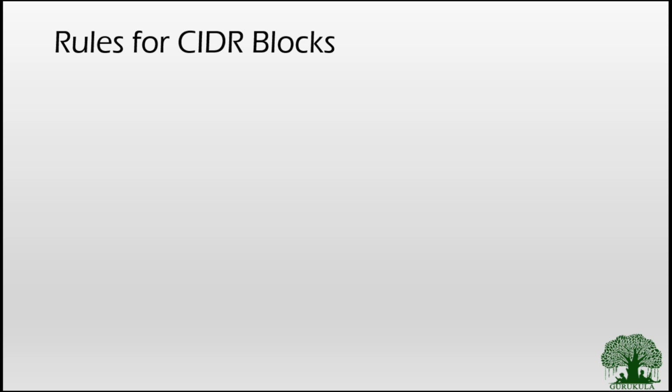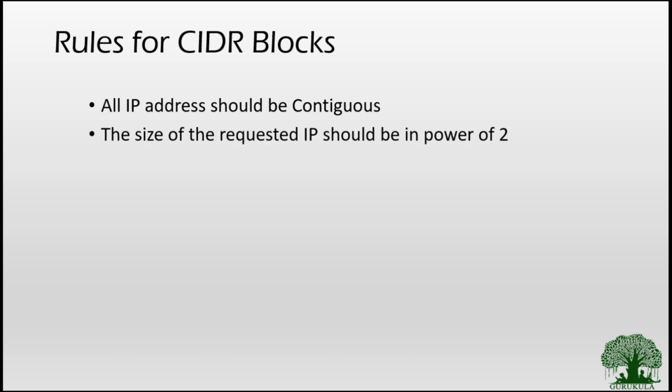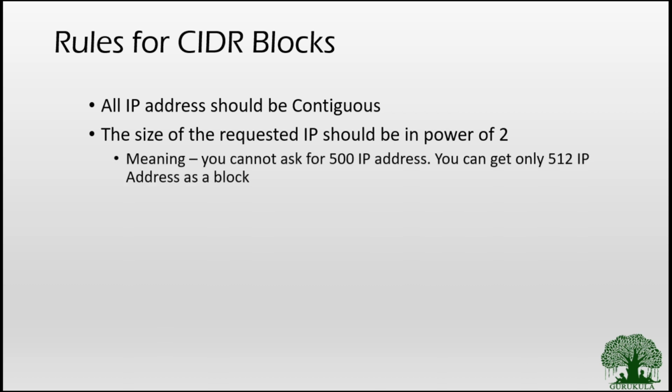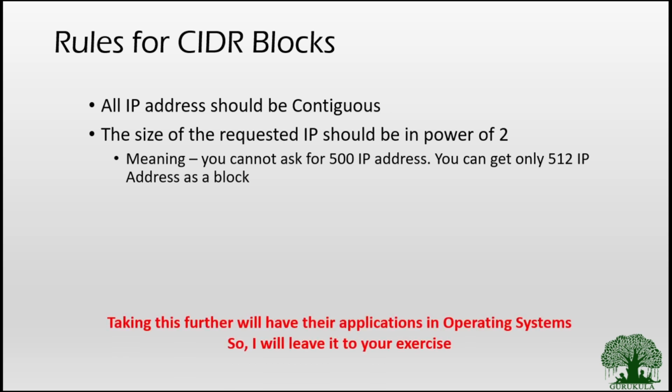Next, there are a few rules for a classless interdomain routing block. All IP addresses should be continuous, because we cannot randomly pick or create the IP address block. The size of the IP address block should be a power of 2, which you might know by this time. So you cannot ask for 500 IP addresses. You can only get 512 IP addresses as a block. So that is what the size is.